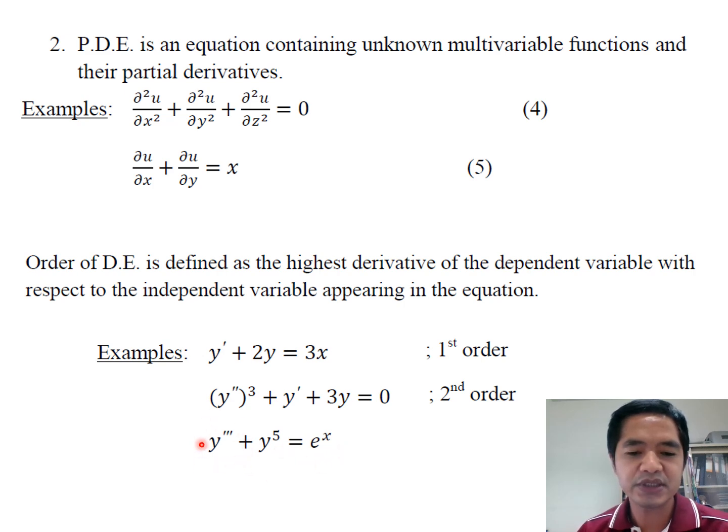The first term, which is y to the third, y triple prime, is the highest derivative. So this equation is third order. Okay, what you learn here is you just take a look at the prime sign. Like, this is only first prime, so this is first order, this is second, and this is third order.